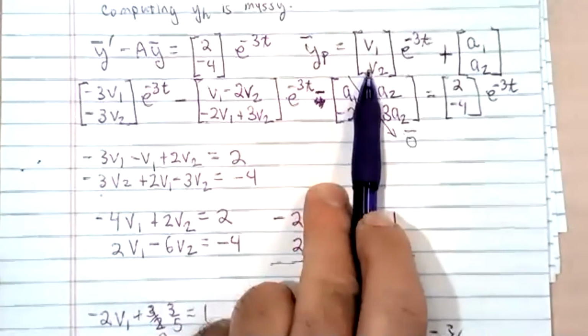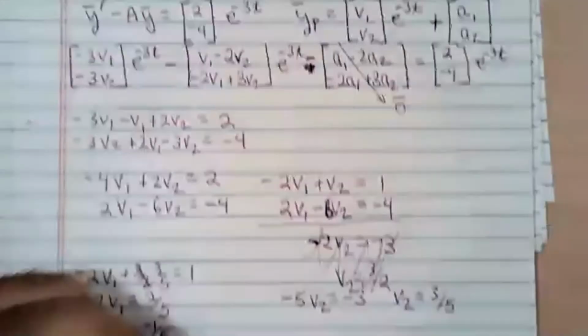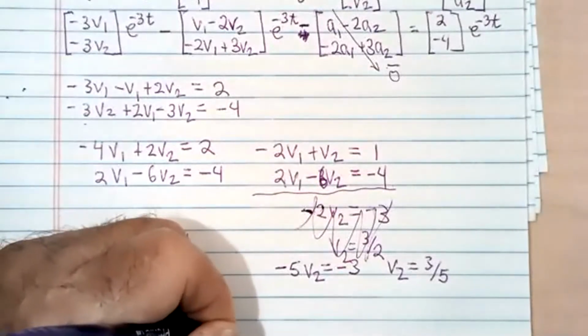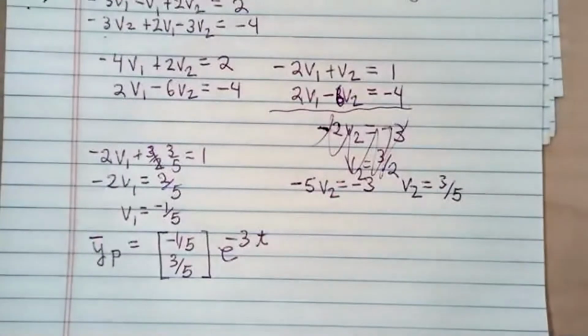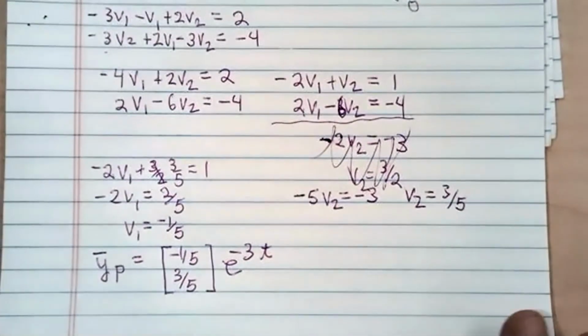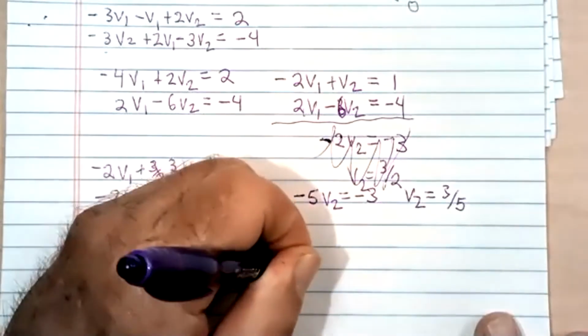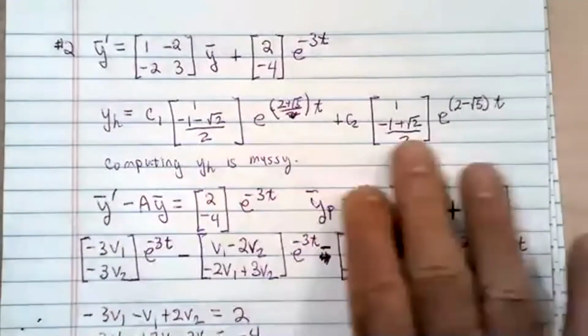All the way back here, I'm assuming that it's that v1, v2 vector times e to the minus 3t. And if you plug it in, it should work. And yh, we didn't compute, but I did give it to you. At least I gave you the version I got earlier in the day, which is this guy right here.